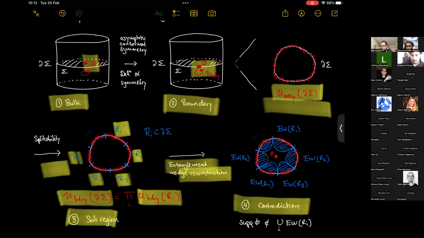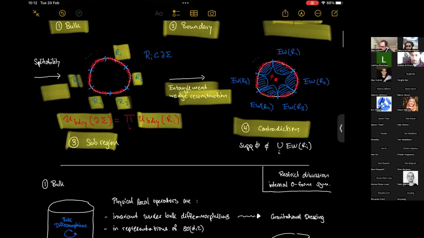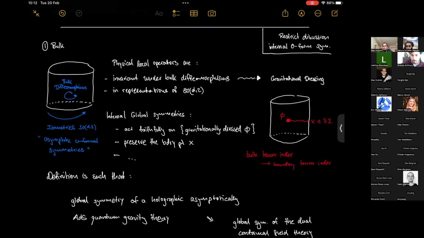Okay, but it's worth revisiting these 4 steps in turn, and where improvements or alterations can be made to broaden the statements. So the first step lies in setting up the problem in the bulk. The bulk is a theory of gravity, so we have coordinate transformations, and we also have boundary conditions. So this goes back to Andreas' question. The boundary conditions are such that the metric needs to asymptote to AdS. So we're in asymptotically AdS space.